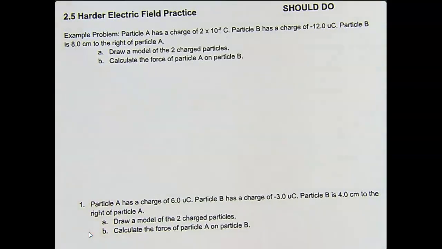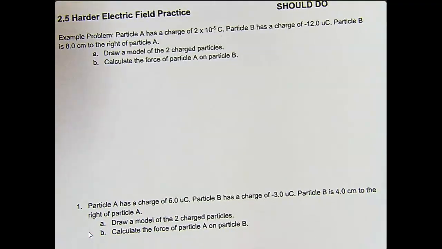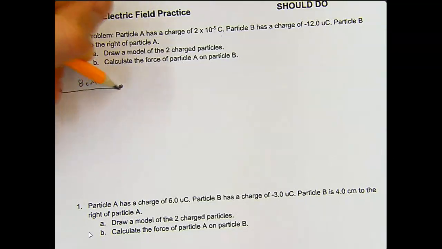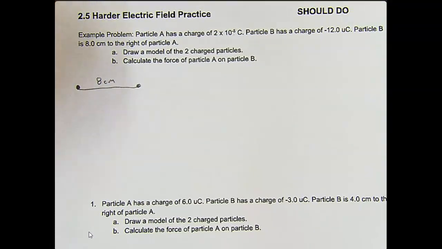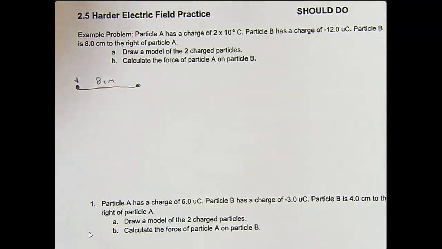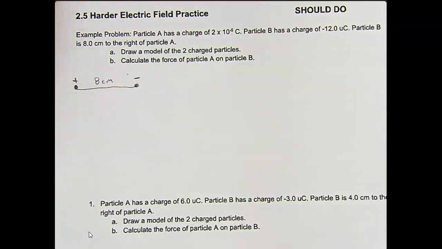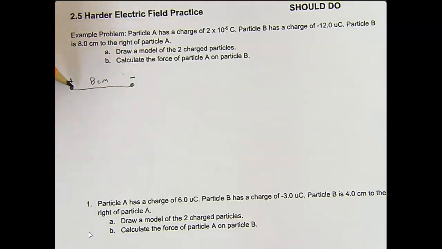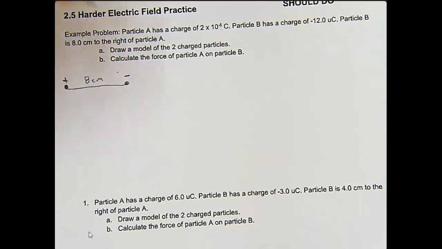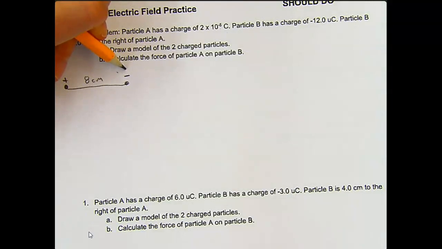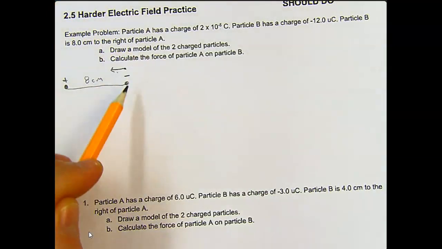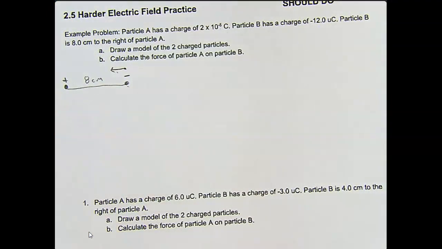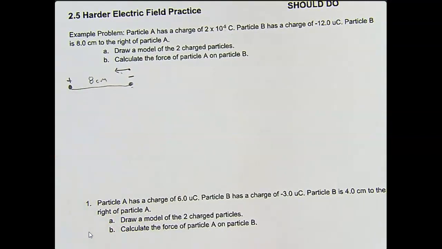All right, so let's draw a model of this. We have A and we have B, and they're 8 centimeters apart. A is positively charged and B is negatively charged. And we want to know the force of A on B. So we want to know what is the attractive force that's happening in this direction. Like how much is this charge being attracted to this charge? Okay, so that's all our model really has to be.